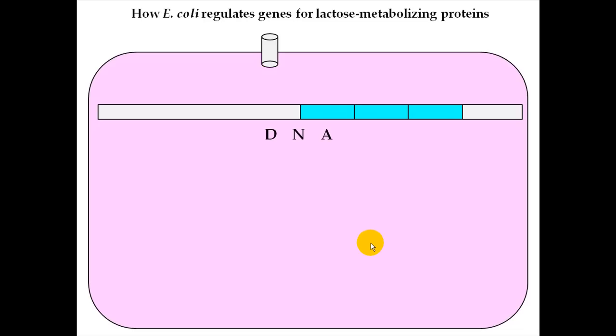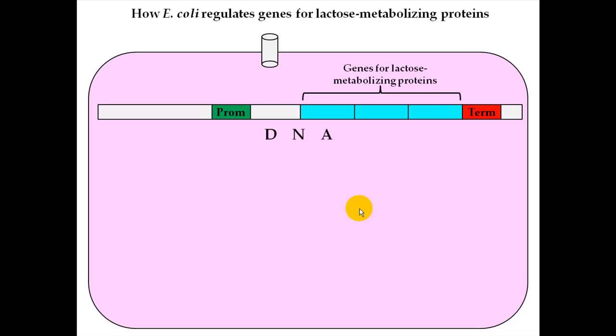It turns out that the genes that make those proteins are all grouped together, and so we'll symbolize them. We'll use these light blue squares or rectangles to represent the genes that are responsible for making the lactose breaking down proteins. It turns out that these genes are grouped in such a way so that they share a single promoter and they share a single terminator region. In order for these genes to get expressed, in other words, transcribed and then translated, there are a couple of things that are needed.